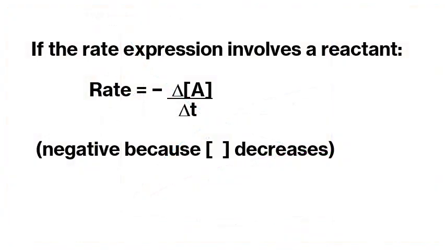So if the rate expression involves a reactant, how can we write that? By considering the decrease in concentration of the reactant, we put a negative in front of the change in concentration of A. But if it is in terms of product, we will not write negative. We will just write change in concentration of B divided by change in time. Let us see some examples.